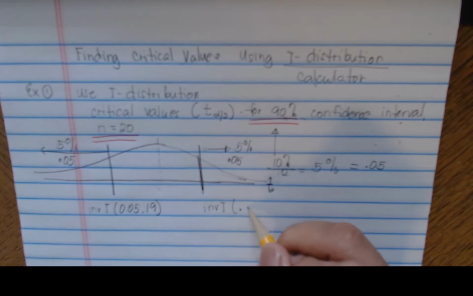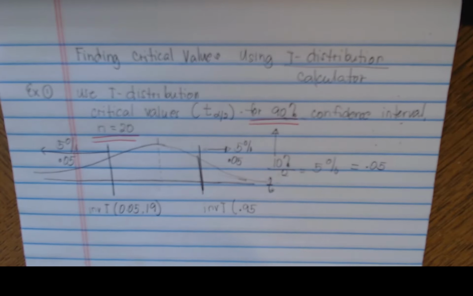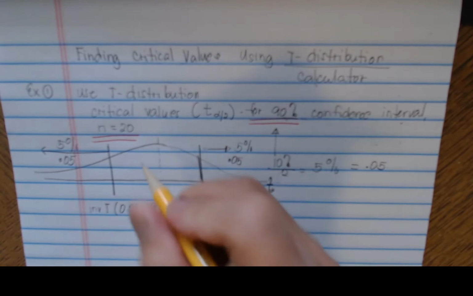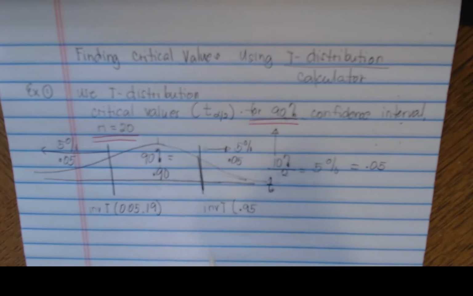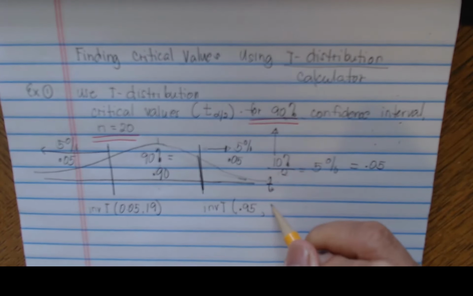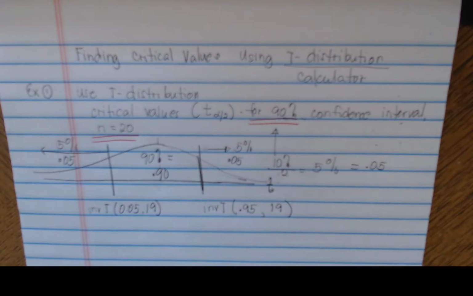we will use 0.95 because from here to here is 95. The area is 95 because this is 90 plus, well, this is 90, so that will be our 0.90. So to get this value, 0.90 plus 5 is 95, and then of course n minus 1 is 19. Okay, and you use your calculator.